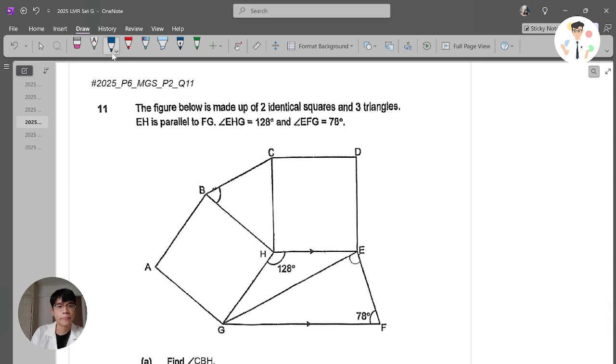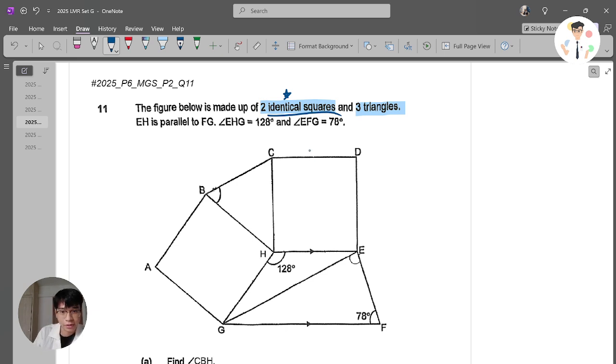So, the figure below is made up of 2 identical squares and 3 triangles. Again, what is the keyword here? Identical. It means that they are actually the same size, just that maybe the orientation is a bit different. That's why they don't use the word same, but they use the word identical.